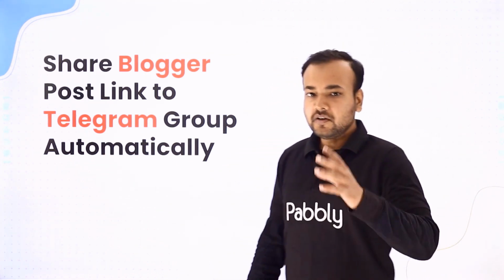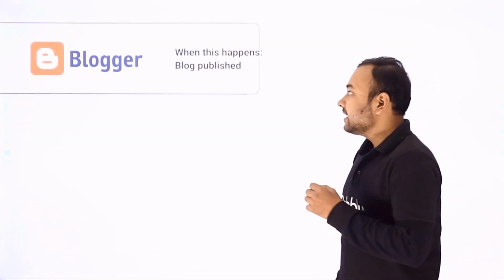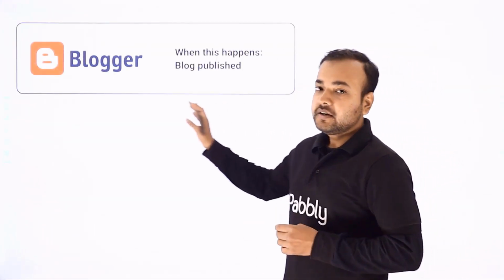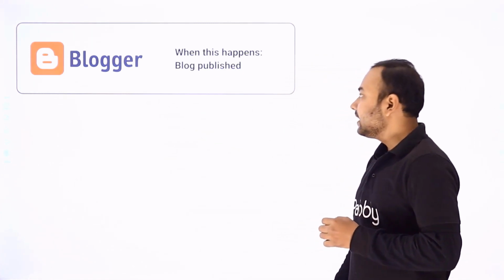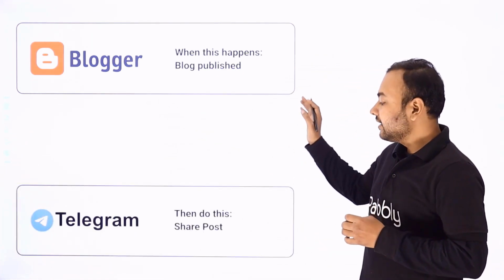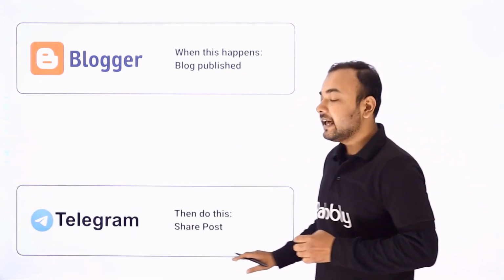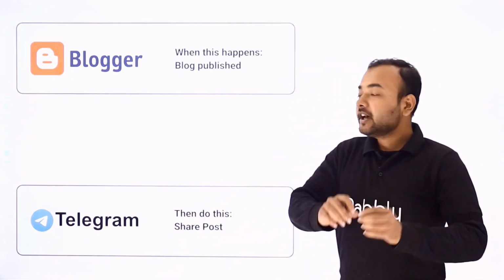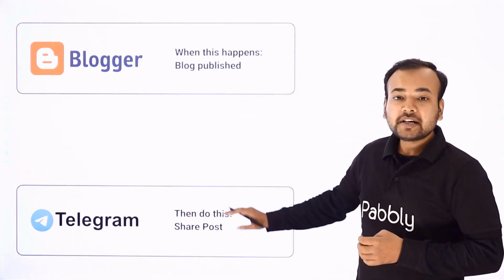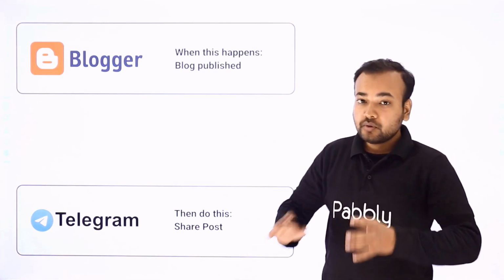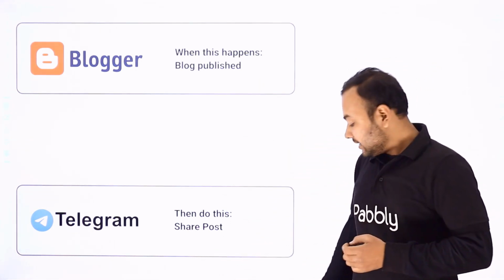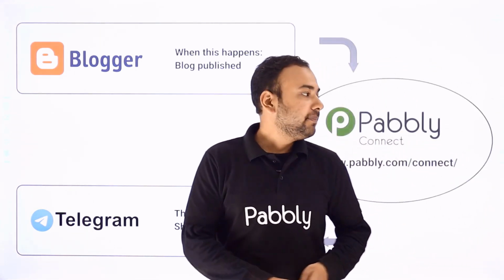Yes guys, and the flow of this automation will look something like this. As and when you publish a blog here in your Blogger, what will happen? The link of that same blog will get delivered as a new message here in the Telegram group. But the issue here is there is no direct connection present between Blogger and Telegram. So to resolve this issue, the application I am using is called Pabbly Connect.